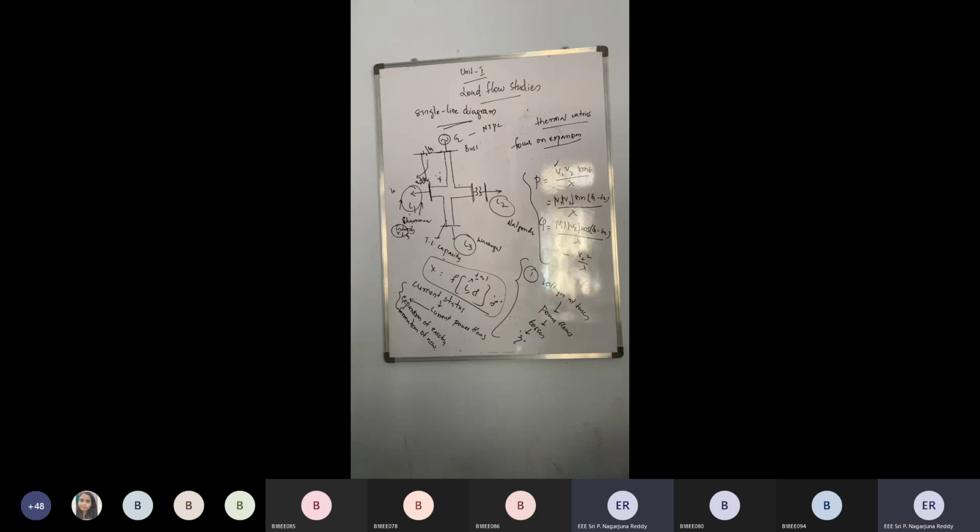Now, in this particular unit, we will see how load flows are computed, and why load flow is always a tedious task. That we will discuss from here.